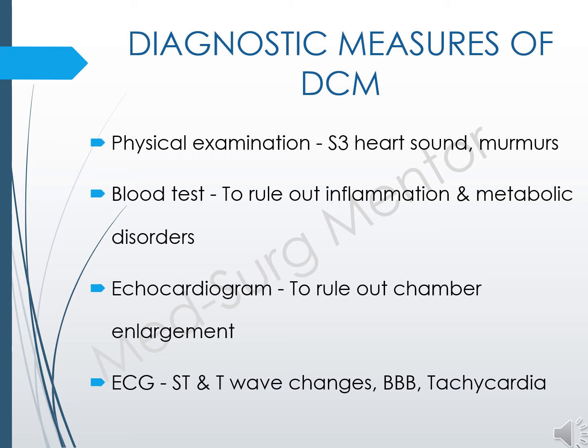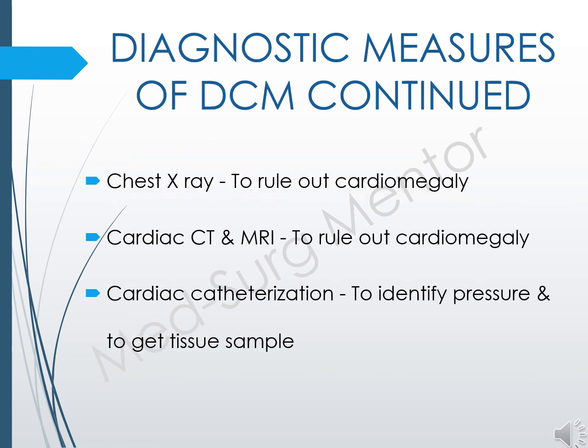Echocardiogram is done to rule out chamber enlargement and blood flow alterations. The common ECG findings are ST T-wave abnormalities, bundle branch block, and tachycardia. Other diagnostic measures of dilated cardiomyopathy are chest X-ray, cardiac CT, and MRI. It is done to visualize the heart to rule out cardiomegaly. And the last test is cardiac catheterization. It is done to measure pressures within each chamber of the heart and to collect tissue samples for analysis.